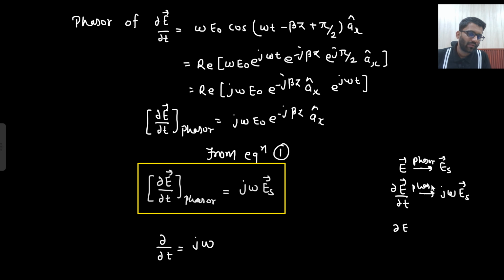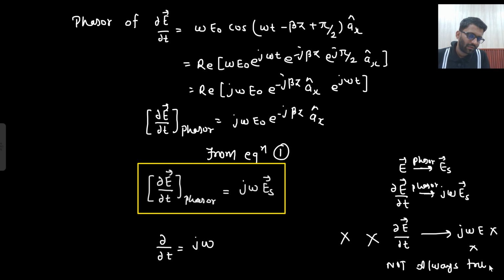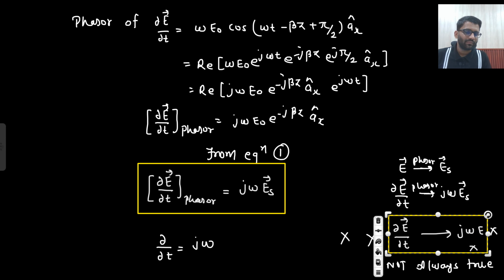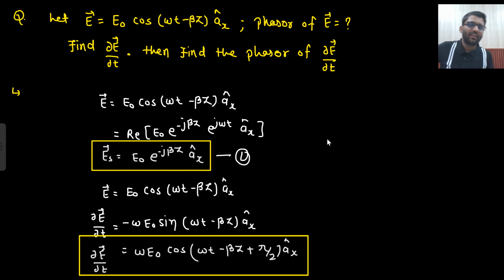Okay, what are we talking about? Phasor. But if I say that my dou E by dou t is equivalent to j omega E, wrong. Not always true. Why am I saying so? Only this expression is not always true. These are always true: with respect to phasor, you can add j omega. But if this was my E and someone is asking me del E by del t, and if I just add j omega here, that, sir, this will be my answer.